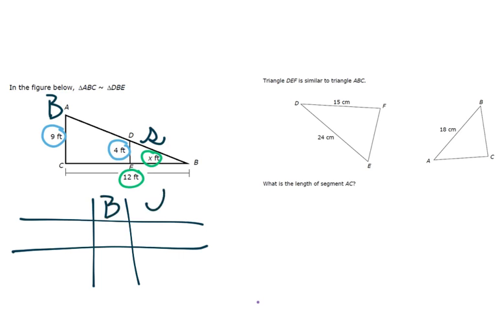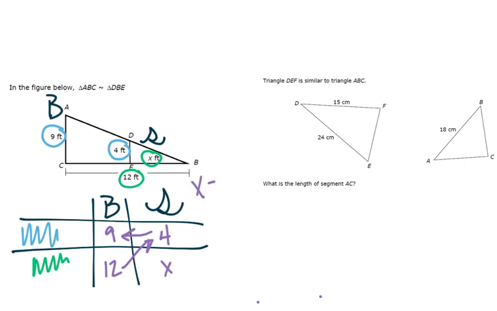All right, so big triangle, small triangle, blue side, green side. So big triangle, blue side is 9, green side is 12. Small triangle, blue side is 4, green side is X. So we cross multiply and divide, and X is going to be 9.3 repeating, or you can write that as the mixed number 9 1/3.